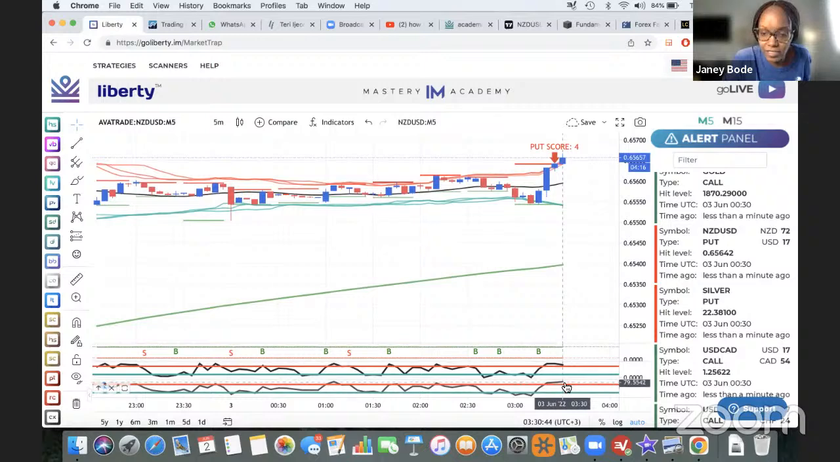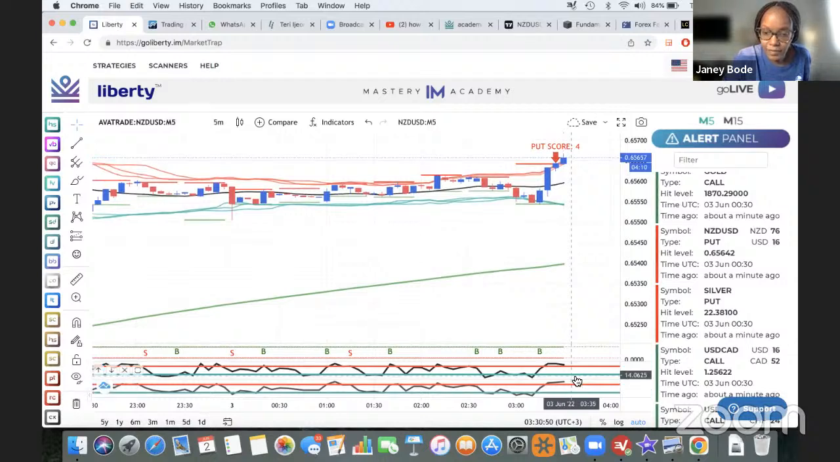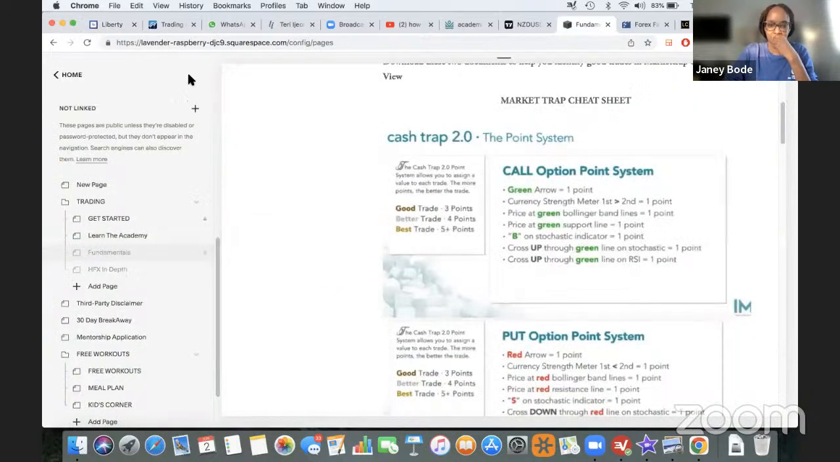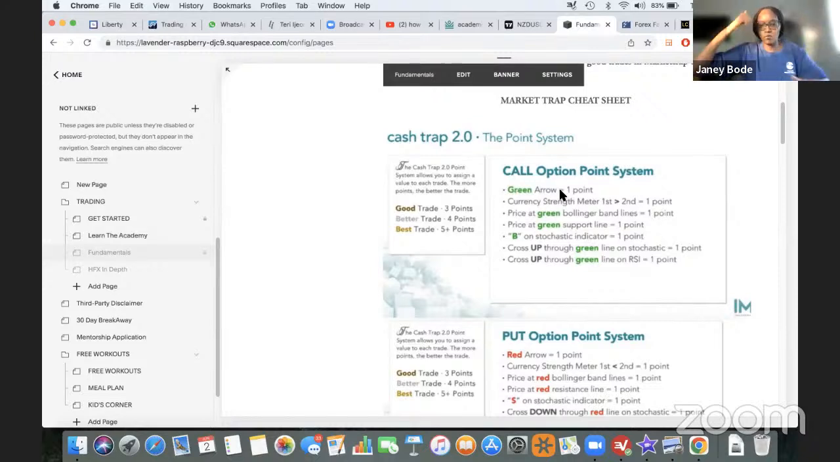I'm gonna wait for NZD USD to bring its butt down here in the green line and up and down here in the green line. And as long as currency strength is looking good and the timing is right, then I can take the trade. Let me show you that checklist. The green arrow. If there's a green arrow, 1 point. If currency strength is good, 2 points. Price in green Bollinger, let me just tell you the truth.